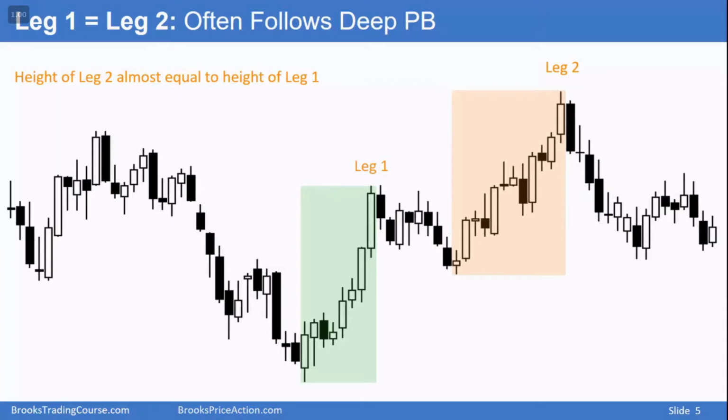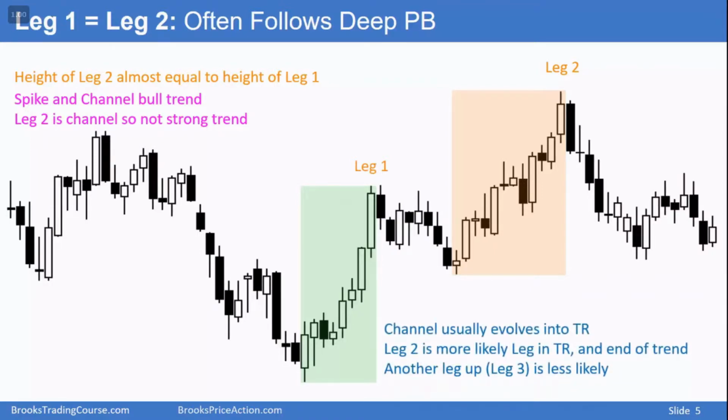Very often, a leg 1, leg 2 measured move takes the form of a spike and channel bull trend. So very strong bull breakout, spike, pullback, channel, wedge channel, 1, 2, 3. Spike and channel bull trend, channel, weaker trend than the bull breakout. And you expect it to evolve into a trading range. And if you look at this, it looks more like a bull leg in what will become a trading range. Bull bar, bad follow through, bull bar, bad follow through, bull bar, bad, right?